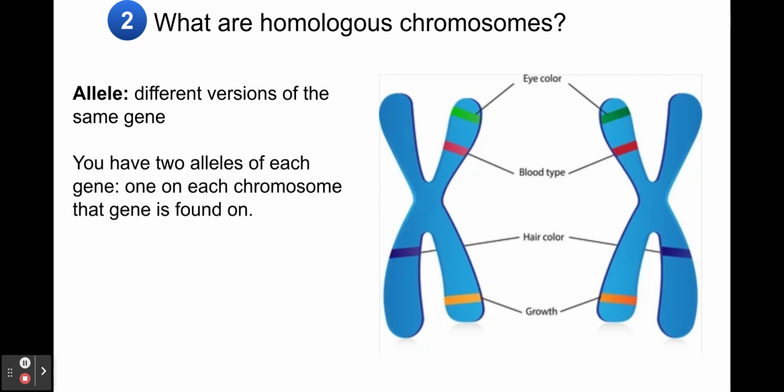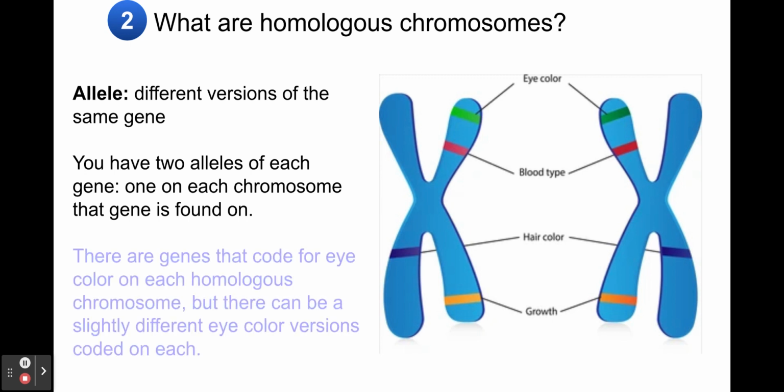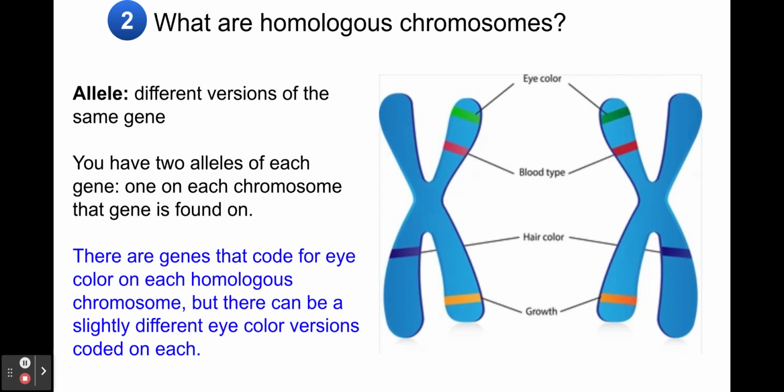You have 2 alleles of each gene, one on each chromosome that gene is found on. There are genes that code for eye color on each homologous chromosome, but there can be slightly different eye color versions coded on each. For example, your mom might pass down an allele for brown eyes, and your dad might pass down an allele for blue eyes.